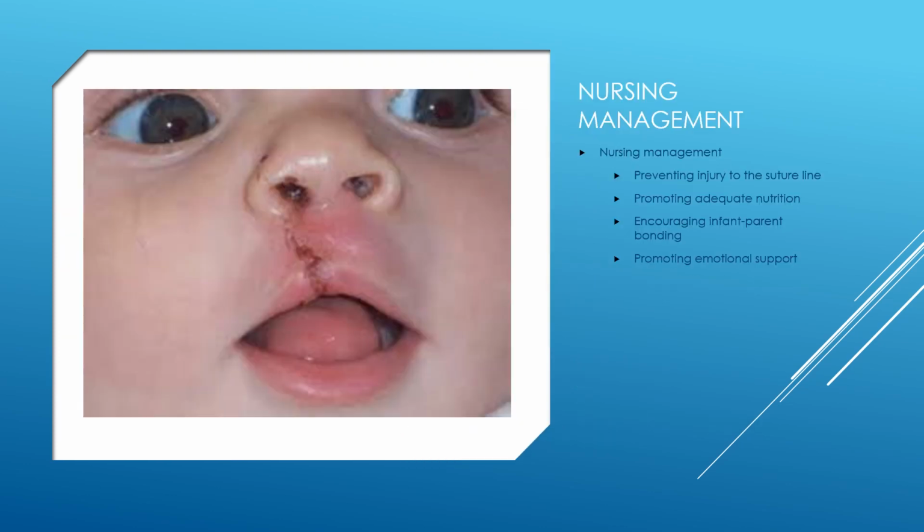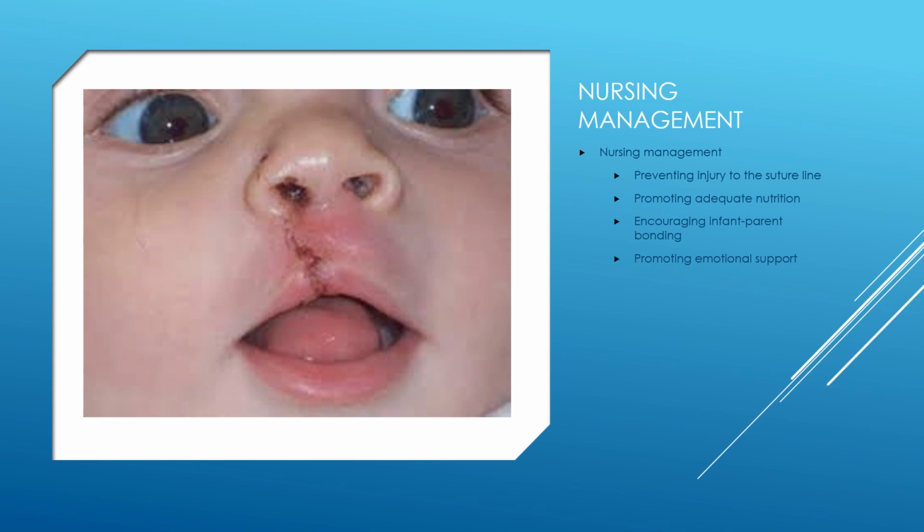So what can we do for these parents and these kiddos? Nursing management is going to include, 1, preventing injury to that suture line. So we want to make sure we position well. This is going to help prevent injury to that suture line. The infant should be placed in a supine or side-lying position. Arm restraints may be necessary to keep their hands from touching their face or entering their mouth.